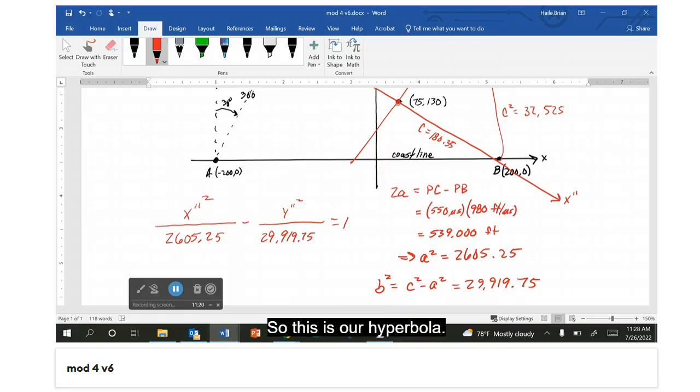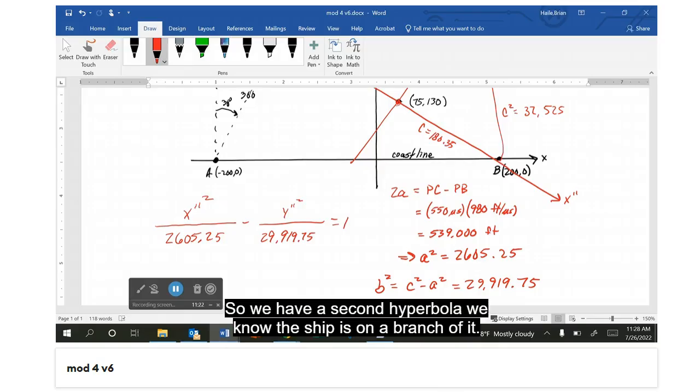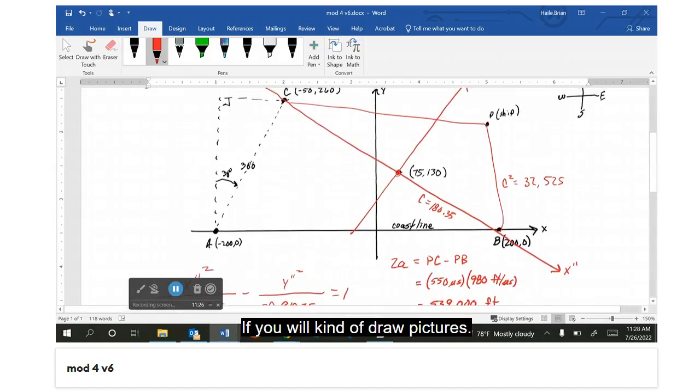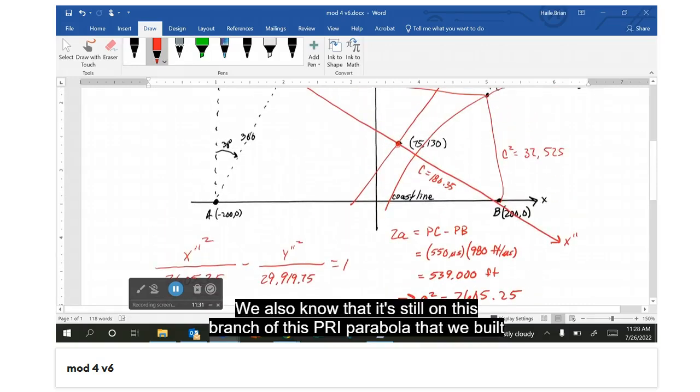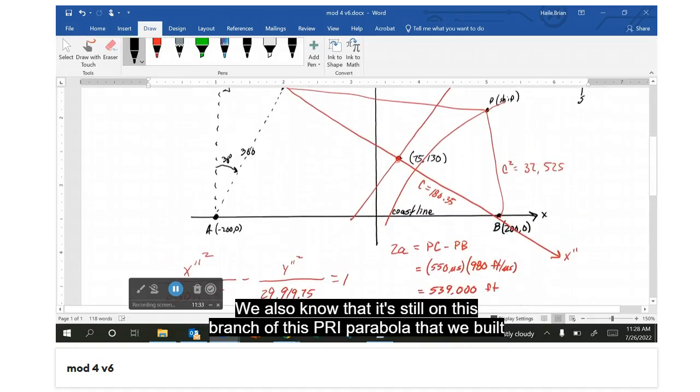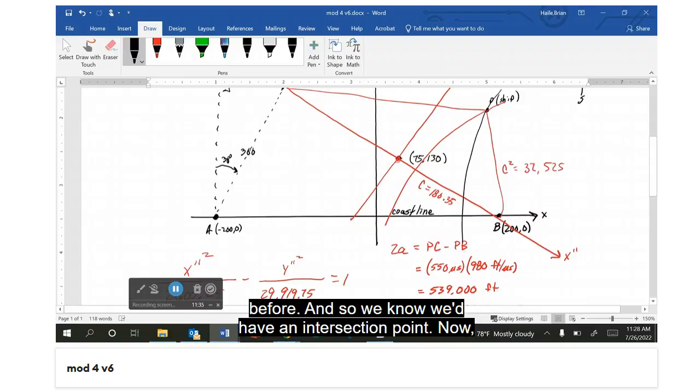So this is our hyperbola. So we have a second hyperbola. We know the ship is on a branch of it, if you will, kind of like that. It's on that branch. We also know that it's still on this branch of this hyperbola that we built before, and so we know we'd have an intersection point.